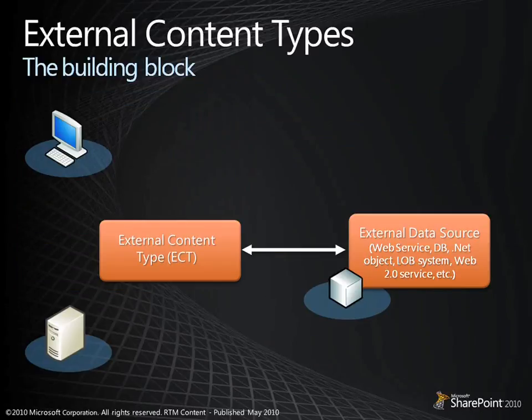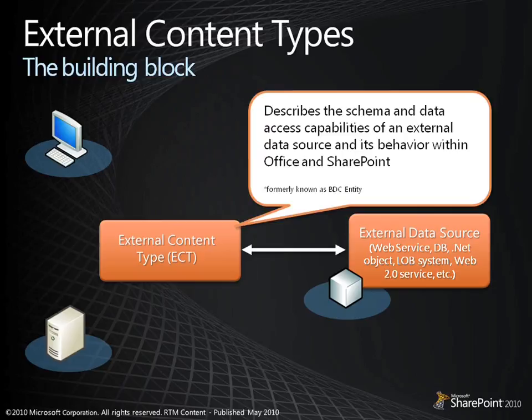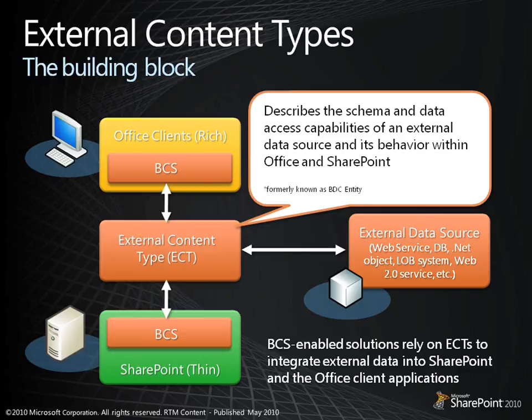So what is an external content type? An external content type is a description or collection of metadata that contains information on how to connect to the external line of business system, whether that be SQL connection, WCF, SOAP web services, or any other type of system. External content types also include schema information on the type of data which is stored in the external system, as well as any behaviors which may be defined that describe how the data should be treated within Office clients, such as Outlook. All of this data is stored in the BCS database, which can be leveraged within Office clients or on the server within SharePoint.